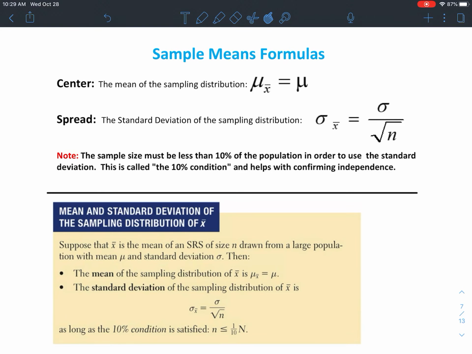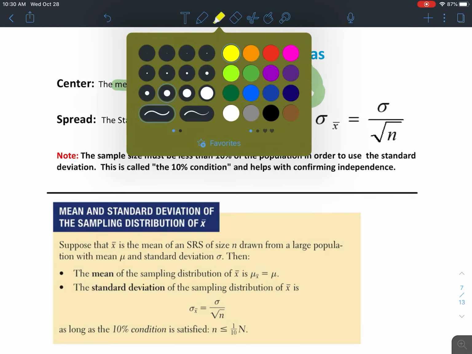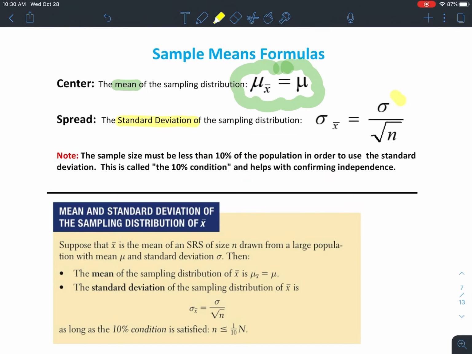Okay. So we have a couple of formulas here. These are both located on the formula sheet. How to find the center of a sampling distribution for x bars, or means. This is a pretty simple formula. The center of your sampling distribution for x bars should land directly on top of whatever that true population mean is. And in terms of the spread, the standard deviation for the sampling distribution of sample means, you take the population standard deviation and you divide it by the square root of whatever the sample size is.